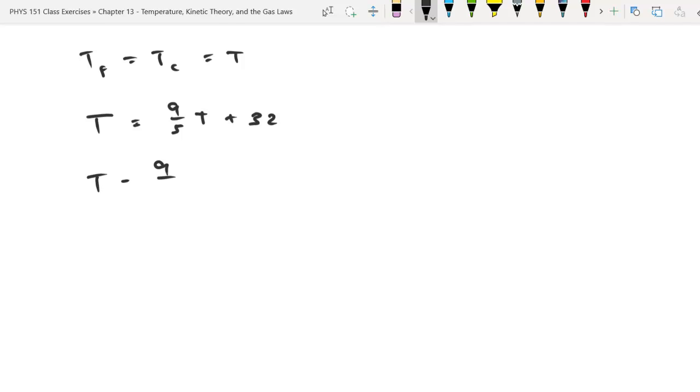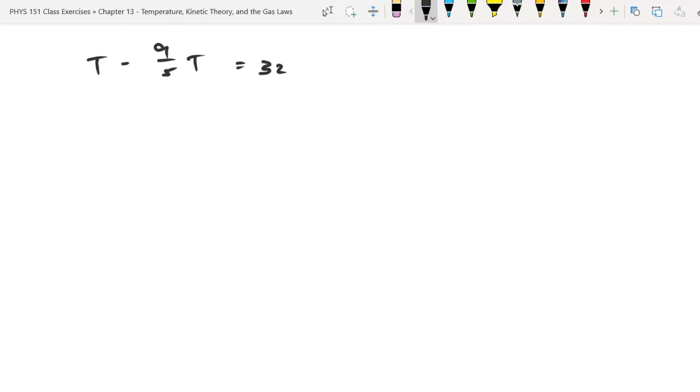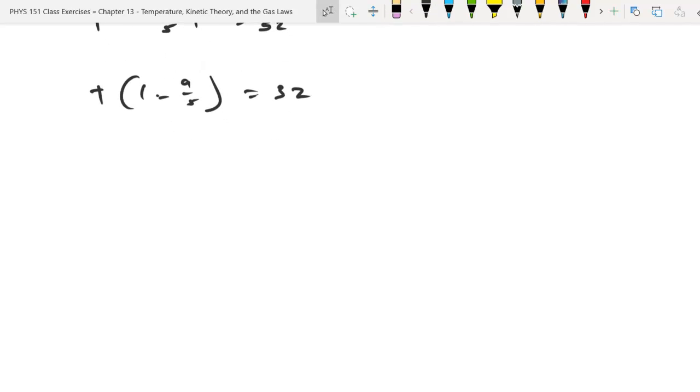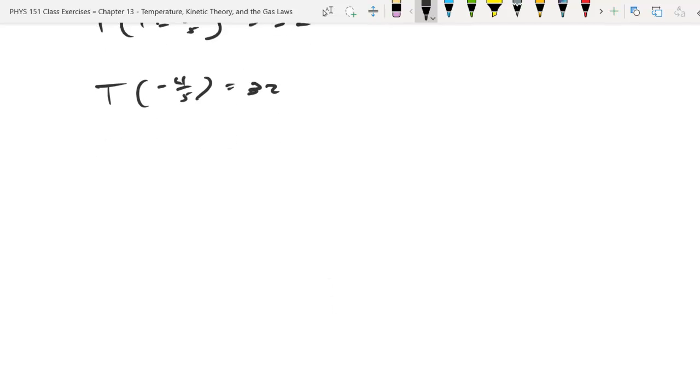T minus 9/5 T is going to be equal to 32, right? Then I can factor out a T. We have T times 1 minus 9/5 is equal to 32. 1 minus 9/5, that's 5/5 minus 9/5, so that's negative 4/5, right? So we have T times negative 4/5 equals 32. And then multiply by 5, divide by negative 4, and we get T is equal to negative 40.